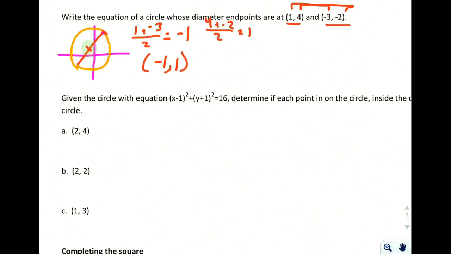Next thing we need is our radius. So the distance from the middle to either endpoint. So let's go ahead and just pick that one. The distance between -1 and 1 is 2. So 2 squared plus the distance between 1 and 4, the two y coordinates, is 3. So 2 squared plus 3 squared is 4 plus 9, 13. So the radius squared, the distance squared, is 13.